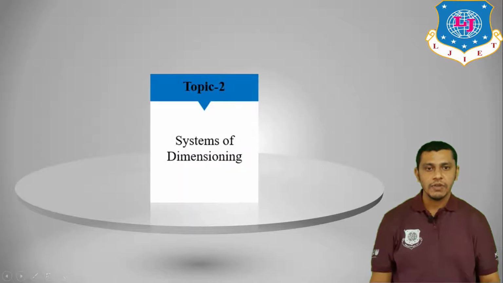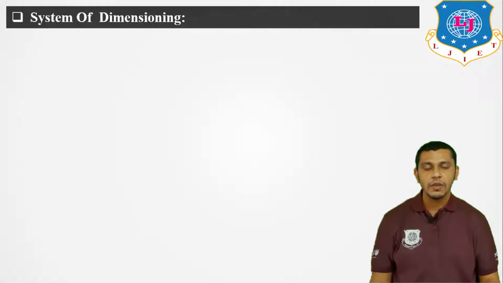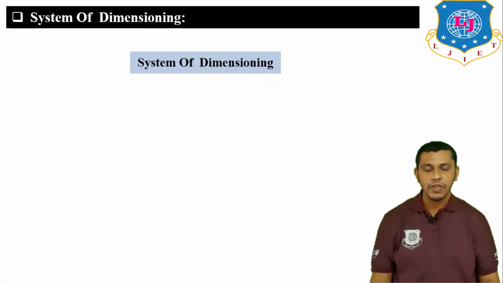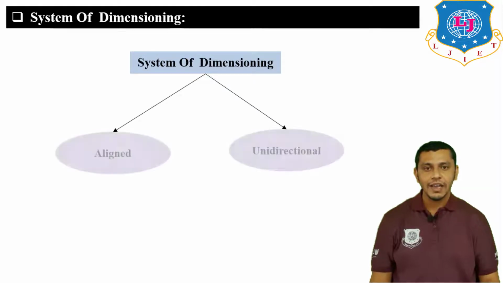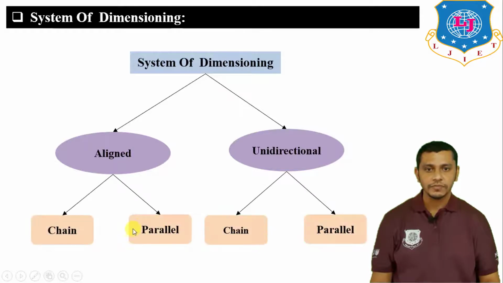Systems of dimensioning. Well, systems of dimensioning is also an important topic, because in each and every drawing it is necessary to give the dimensions by using particular methods of dimensioning. So there are two systems of dimensioning. One is the aligned system of dimensioning and the second is the unidirectional system of dimensioning. In both systems of dimensioning, we can apply chain and parallel dimensioning, or we can also combine both these dimensioning systems.